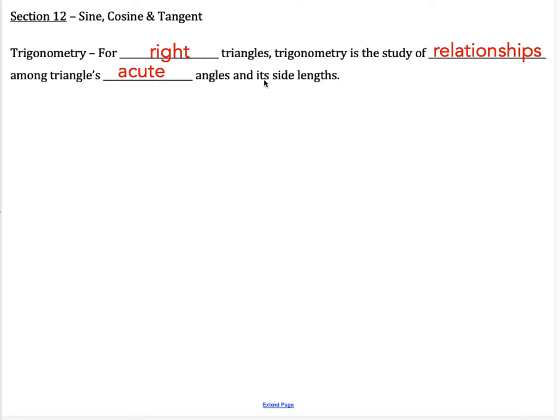So the Pythagorean theorem allowed us to find a missing side if we had two sides. Trigonometry is like one step above that. It allows us to find missing sides, but you only need one angle and a side, and then you can find another side.